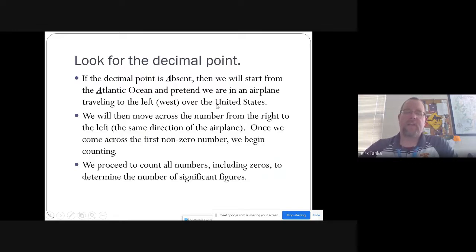Or going west over the United States. We'll move across each number going from right to left. And then once we come to the first non-zero number, we start counting. We'll proceed to count all numbers, including zeros, once we start counting.